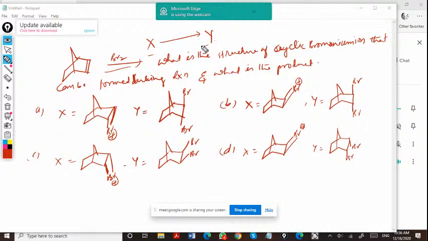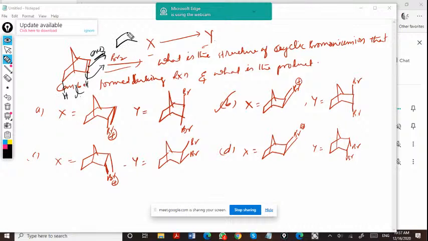Answer B. Exactly. Okay. So B is the correct answer because when it needs to attack, it can attack from above and it can attack from below. In this kind of bicyclic system, exo attack will be more favored because endo attack will have steric hindrance from the hydrogen.